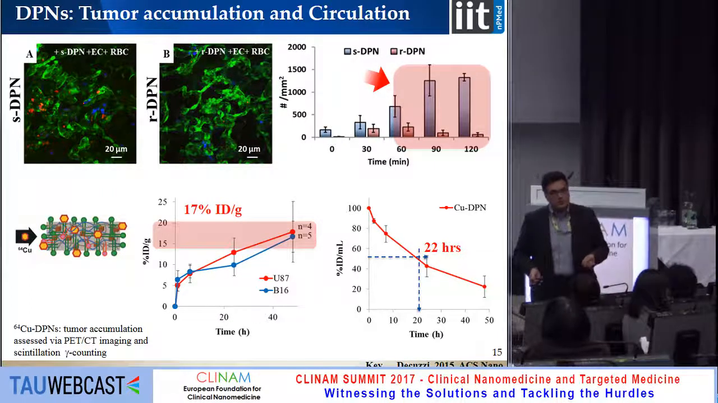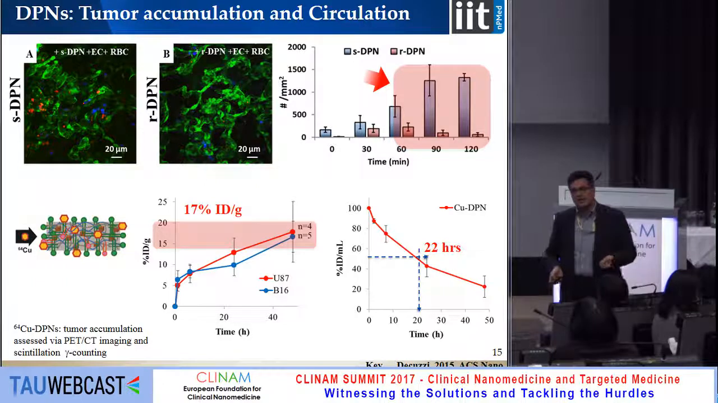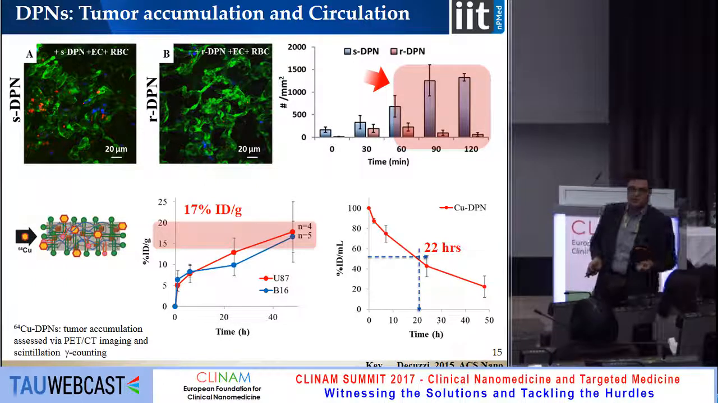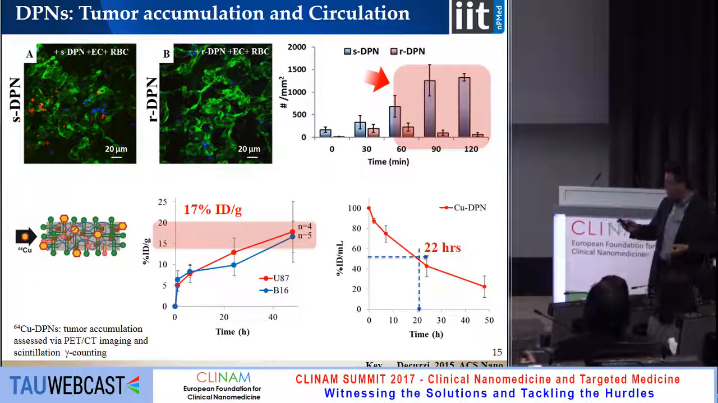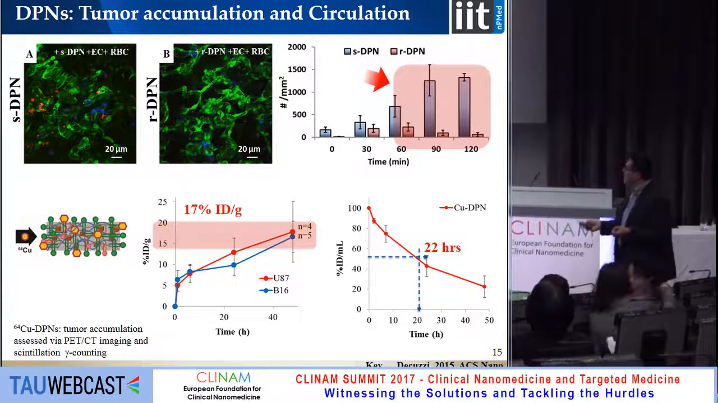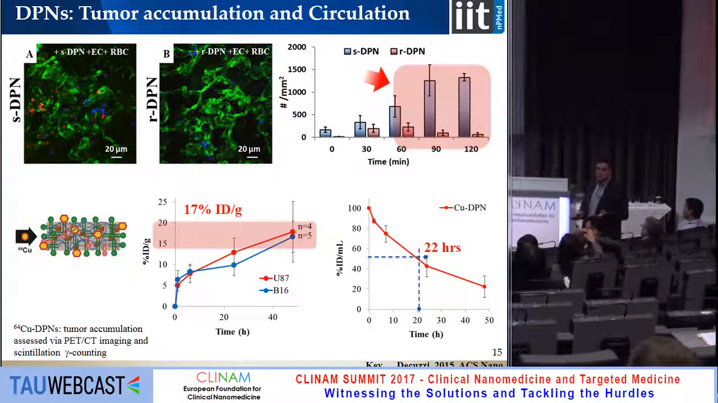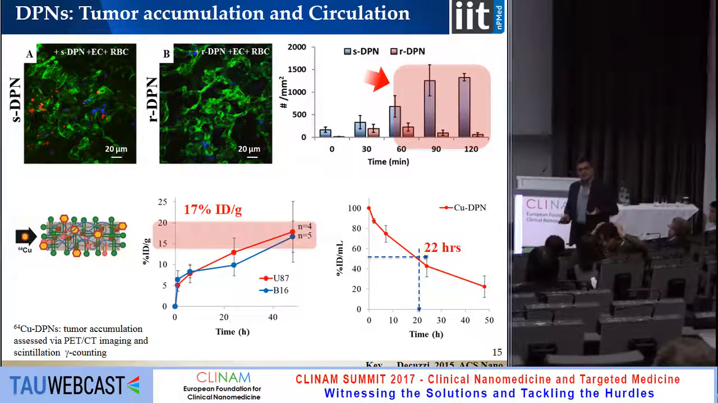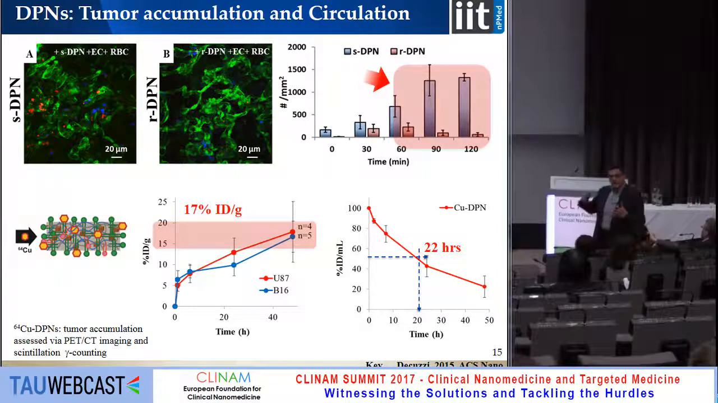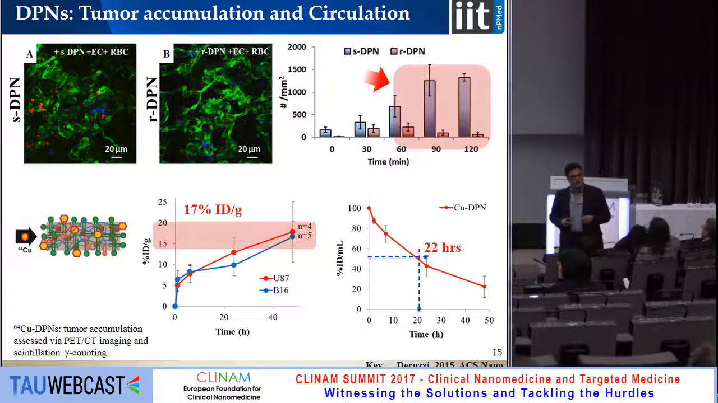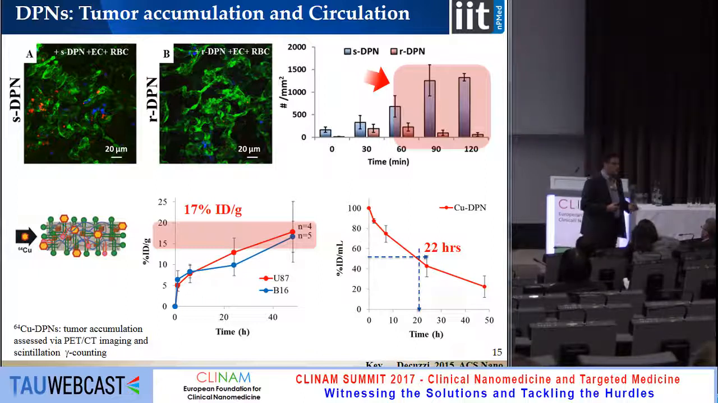Just because they are deformable, they can make it through the smaller capillaries in the lungs, in the spleen, and so on. And there are other things about deformability that I will show you. And if they are long circulating, eventually they get into the tumor, they stick or they somehow get trapped into the fenestration of the hyperpermeable tumor vasculature, and they reach concentrations of the order of 20% of the injected dose per gram tissue.